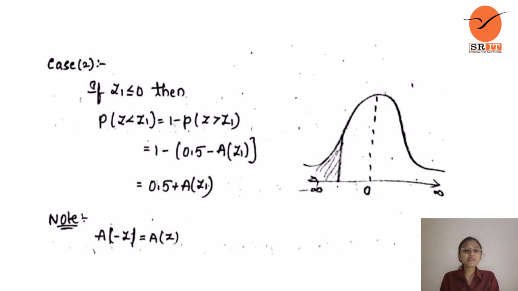So case 2, if z1 is less than or equal to 0, then p of z less than z1 is equal to 1 minus p of z greater than z1, which is equal to 1 minus (0.5 minus A of z1), which is equal to 0.5 plus A of z1. So here one point to be noted is area cannot be a negative value. So A of minus z is equal to A of z, because area is a scalar quantity, so it cannot be negative.